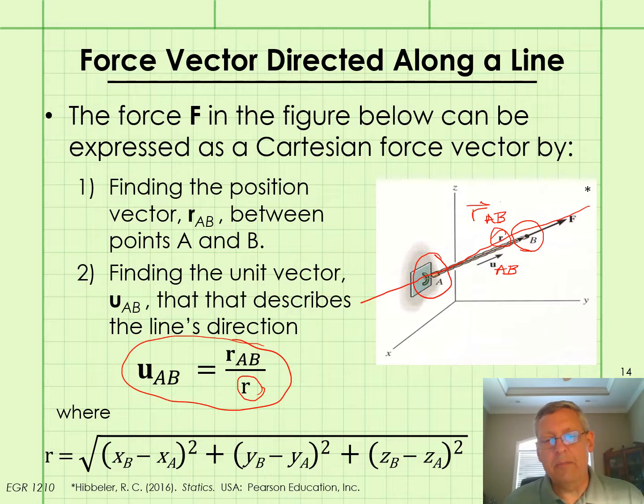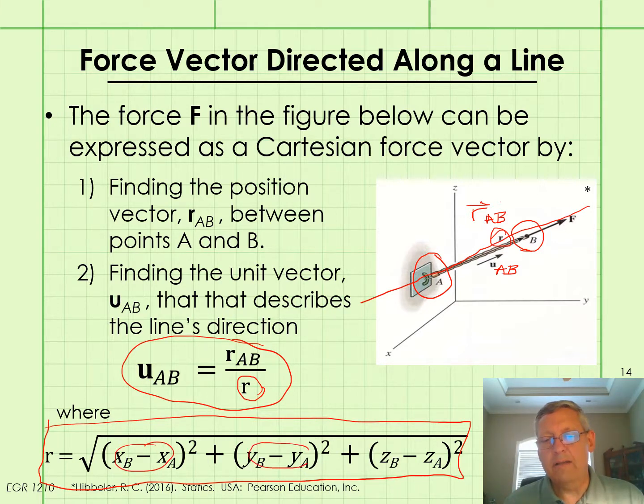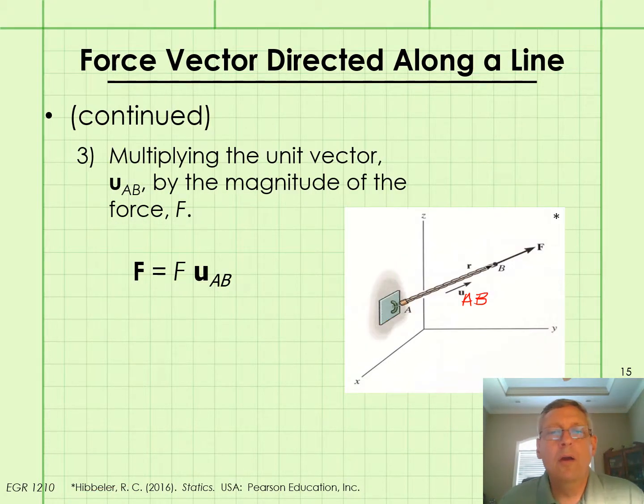And to find r, we're going to make use of the Pythagorean theorem again, where r is defined by this equation here, which is just the square root of the sum of the squares of the x distance, the y distance, and the z distance that was required to get from A to B. Once we know the unit vector u sub AB, which will be in Cartesian form, we can write F in Cartesian form by taking the magnitude of F and multiplying it by u sub AB.